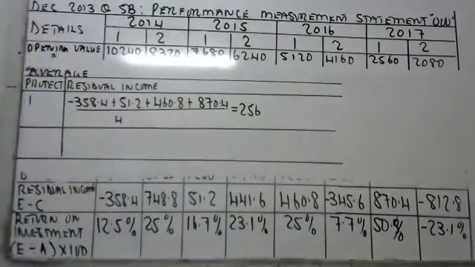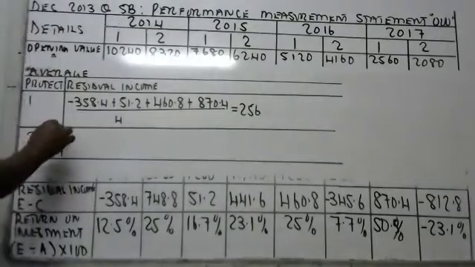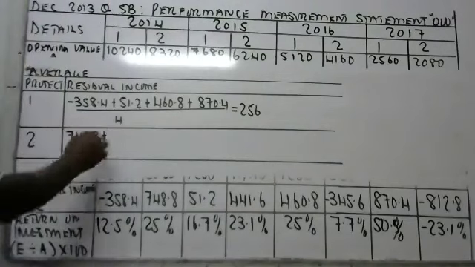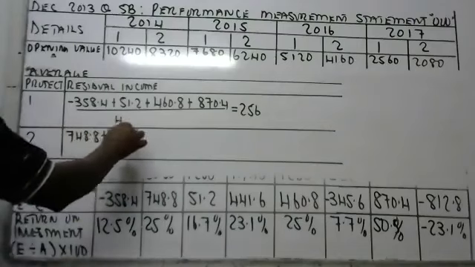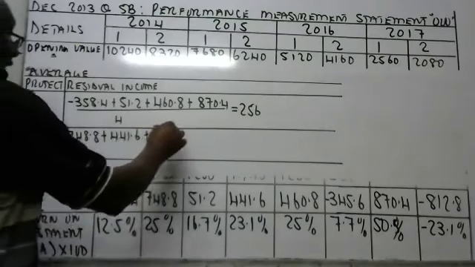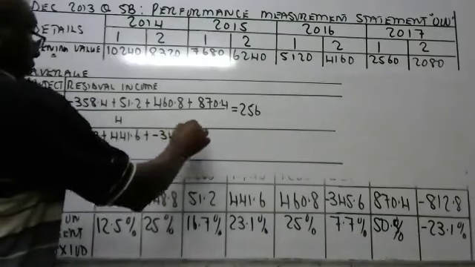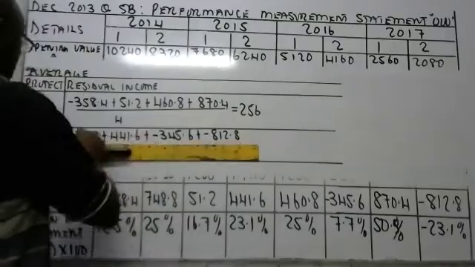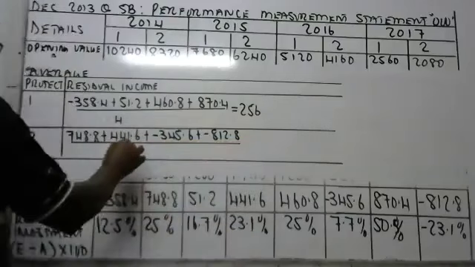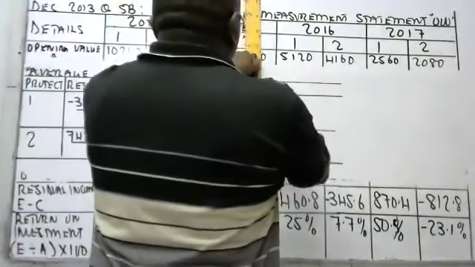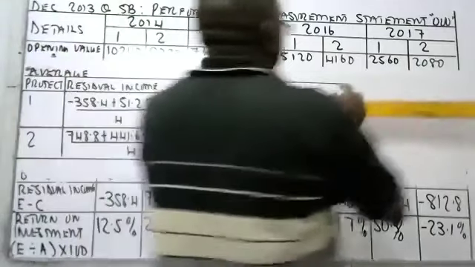Let's get project 2. Residual income is 748.8 plus 441.6 plus minus 345.6 plus minus 812.8. You divide by 4. You get 8. So that is as far as residual income is concerned.